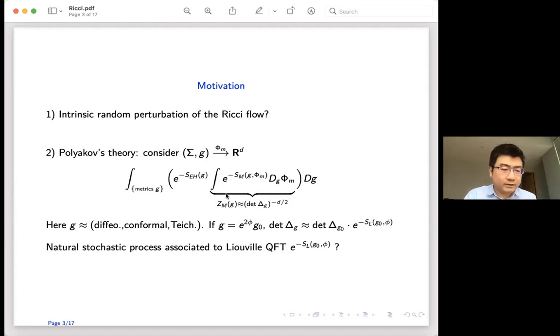And actually, recently there's a work by Martin Hairer, Zambotti, Brunet and Gabriel, and they obtained an extremely strong result on this dynamic of random loops in a manifold. And I'll discuss this at the end of the talk.